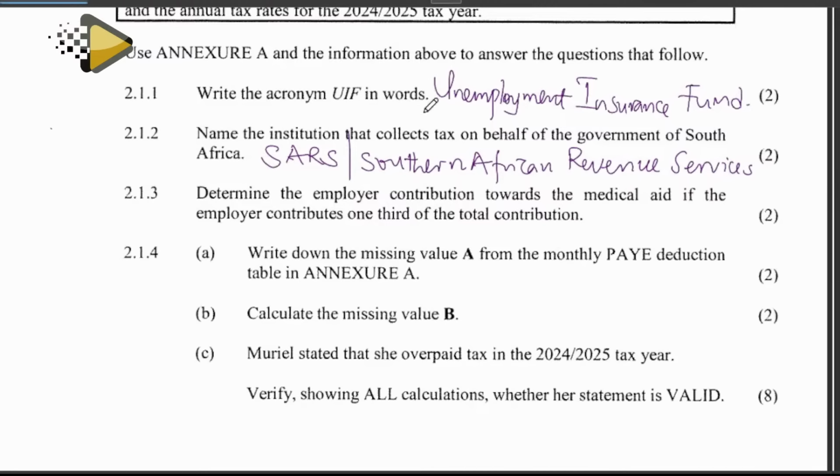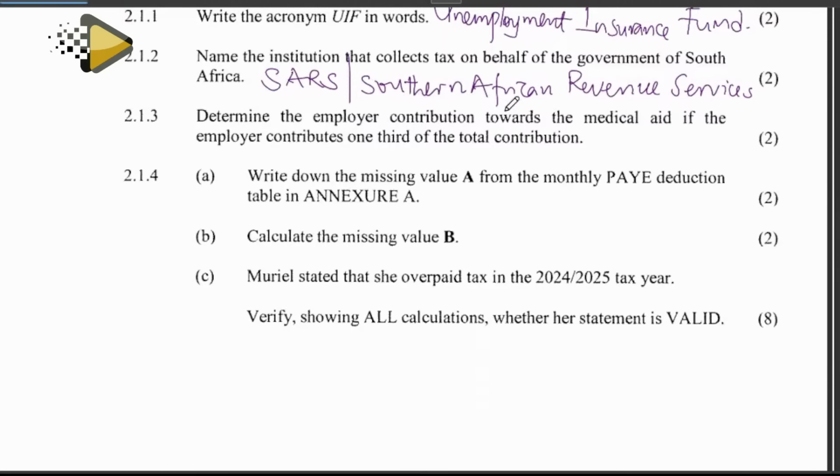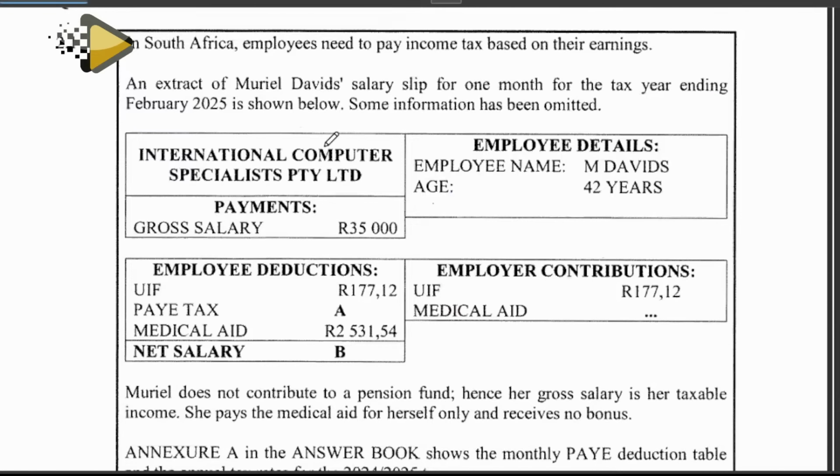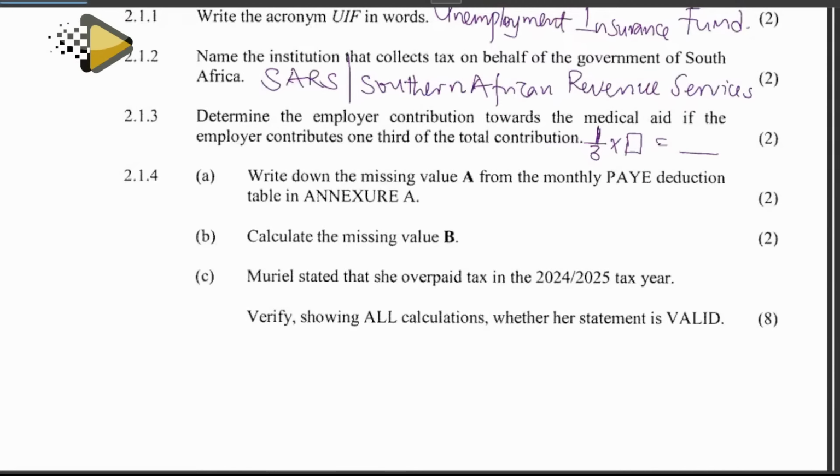Okay, we'll continue. Now here we're going to say, determine the employer contribution towards the medical aid if the employer contributes 1/3 of the total contribution. So 1/3 of the total medical aid. So we have to go back to our table or the chart given to us and we look at medical aid. The person pays this much. You see that? So 1/3 of this is paid by the employer. So we say it's 1/3 of the total medical aid payment made.